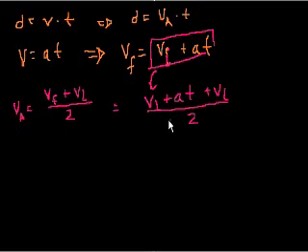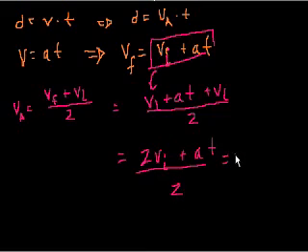So the average velocity is equal to the initial velocity plus acceleration times time plus the initial velocity, all of that divided by 2. Well, that just equals 2 times the initial velocity plus acceleration times time, divided by 2. And that equals the initial velocity plus acceleration times time divided by 2.